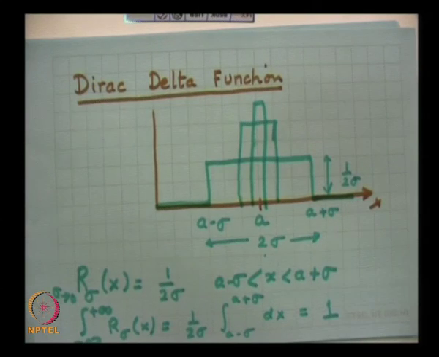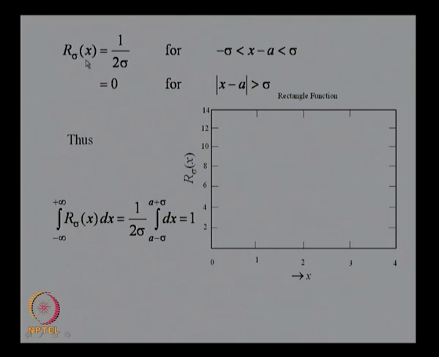I consider a rectangle function which is 1 over 2 sigma for x lying between a minus sigma and a plus sigma, and 0 everywhere else. So that the integral of this function from minus infinity to plus infinity, it is 0 everywhere and then it is so much and 0 everywhere else. I have taken a here to be equal to 2. So it is a minus sigma to a plus sigma. So, the integral is 1.